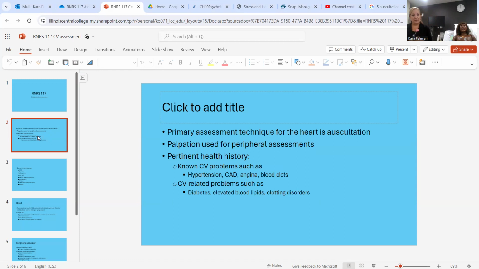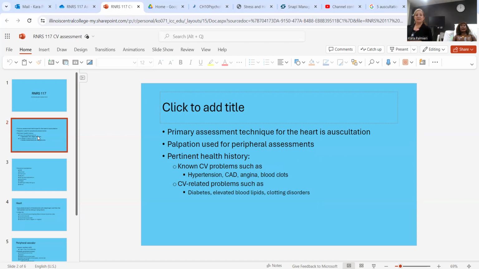Some pertinent health history that you might see is if they have known cardiovascular problems, but it might be their first time ever having one. There's always a first time for everything, right? So somebody always is going to be coming in for the first time, and you might be the first person hearing about whatever is bothering them.